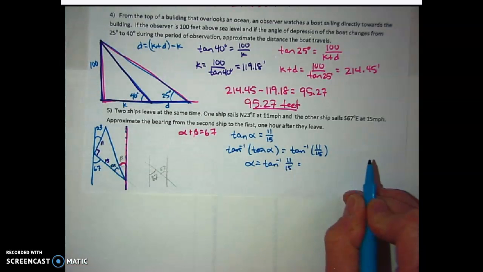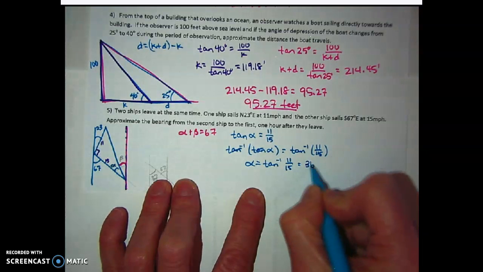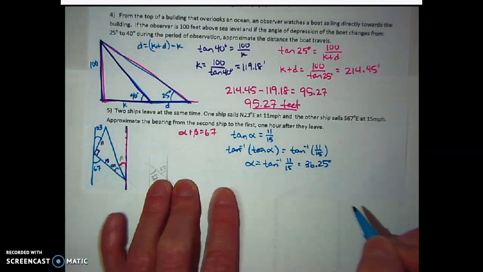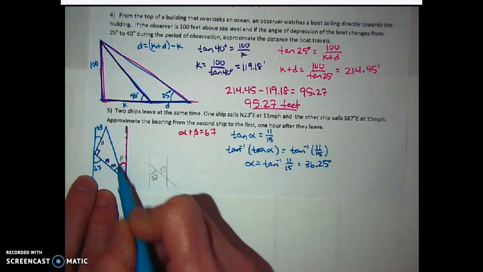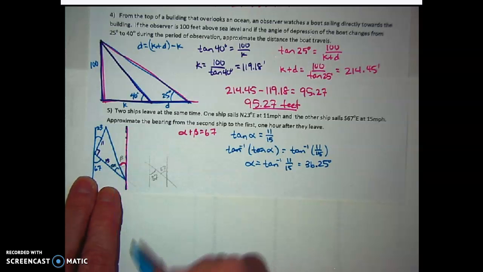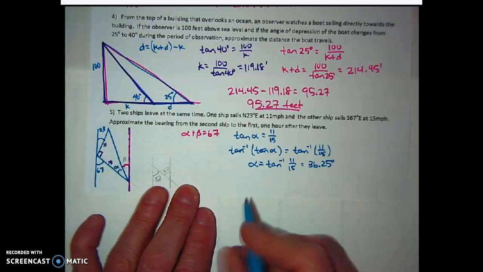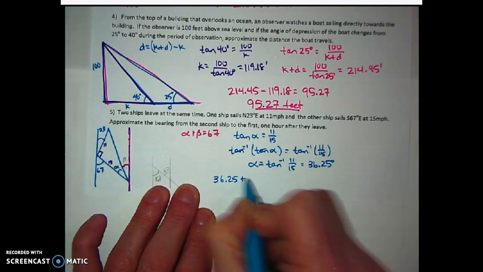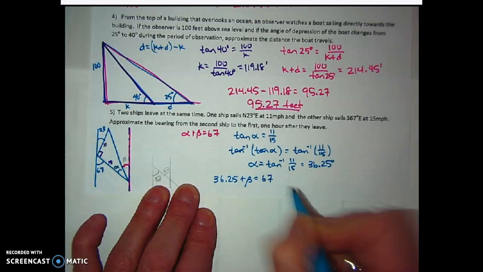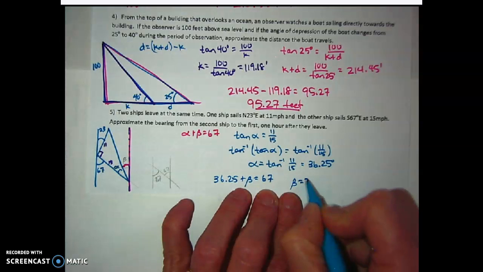And if you pop that into your handy-dandy calculator, you get that alpha is 36.25 degrees. And now we're almost done, because remember, we need to find this angle, angle beta, and then put that directional bearing on it. So alpha plus beta is 67 degrees. 36.25 plus beta is 67 degrees, which leaves us that our beta is 30.75 degrees.